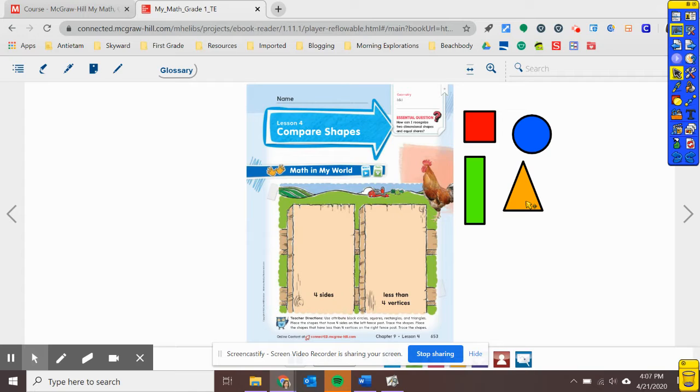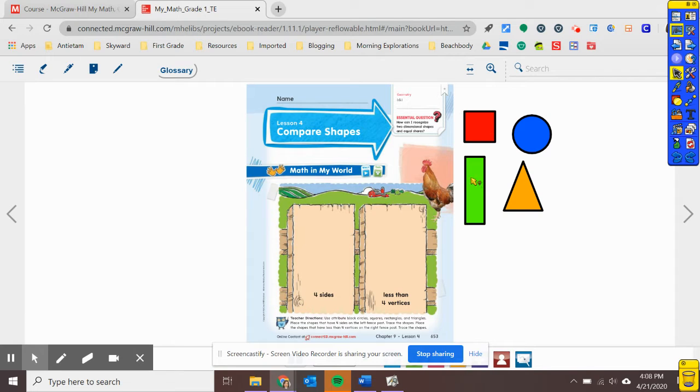And what I want to do is I want to sort them. So when I sort things, I put them into different groups depending on different things about them. So this first group is a group of shapes that has four sides. And then this group over here is a group that has less than four vertices. Now, think back. What does that word vertices mean? I'm hoping that you just thought or said out loud to yourself that it means the corners or the points of an object.